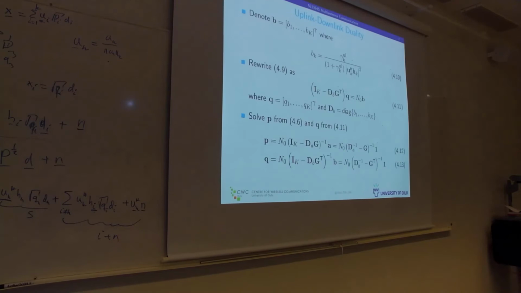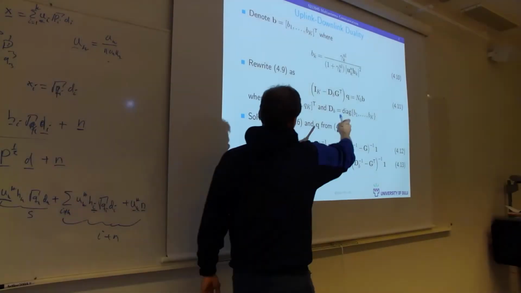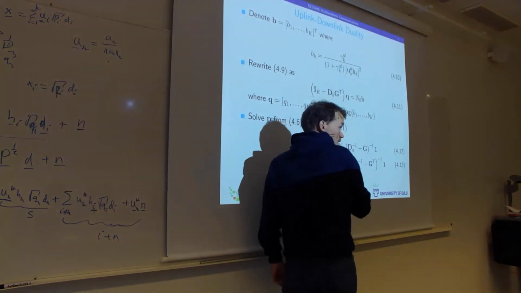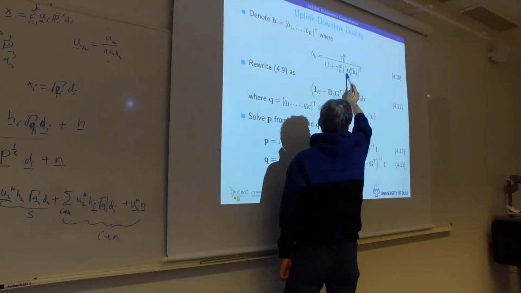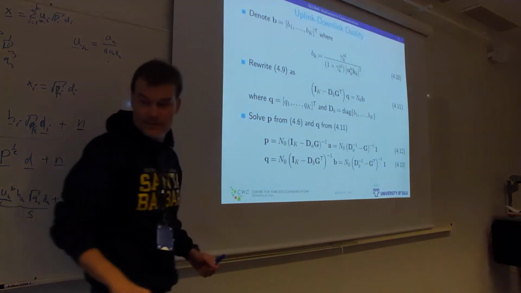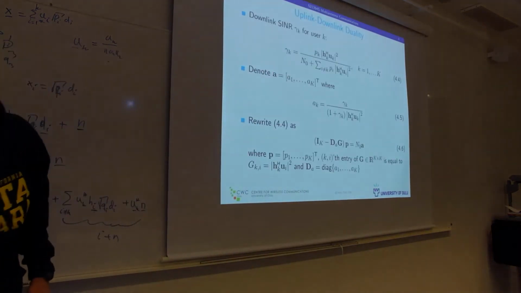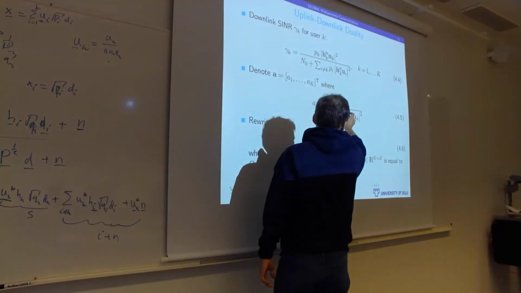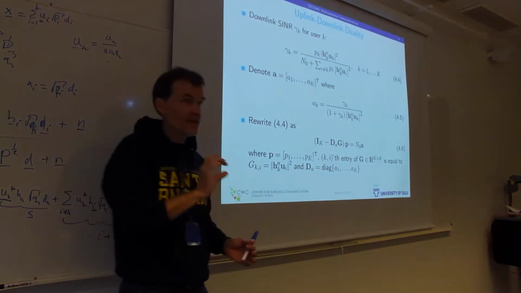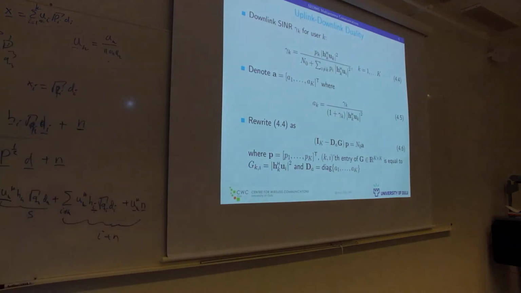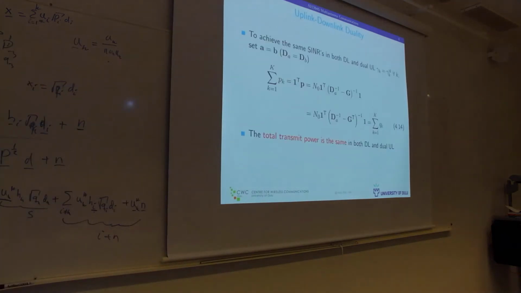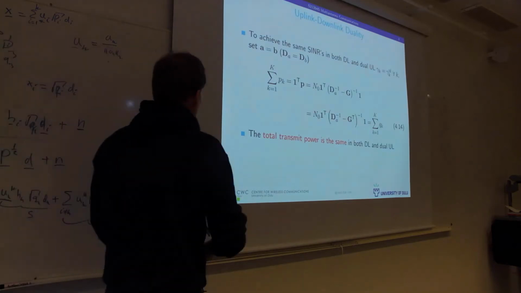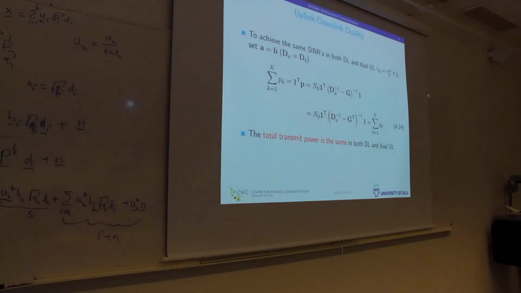If we look at the definition of A, it depends on the SIR and then the G_kk here. So A_k equals B_k, then gamma_k downlink equals gamma_k uplink. Right. So now we can write the sum power expression first for the downlink.